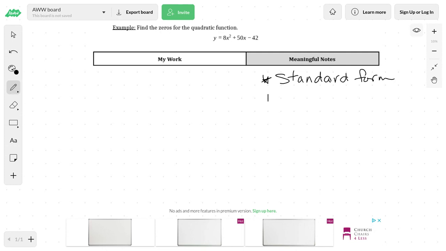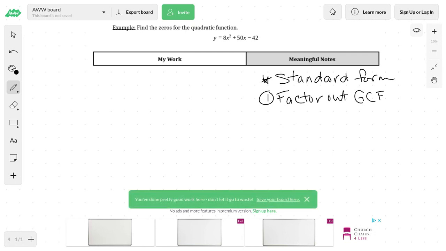So the first step is to factor out a GCF, which is the same as before. We always start with trying to find our greatest common factor. So over here, we're going to have step 1. If we look at our numbers, we have 8, 50, and 42. The GCF between those numbers would be 2. And so we can divide everything by 2. So we want to divide this by 2, divide this by 2, and divide this by 2.